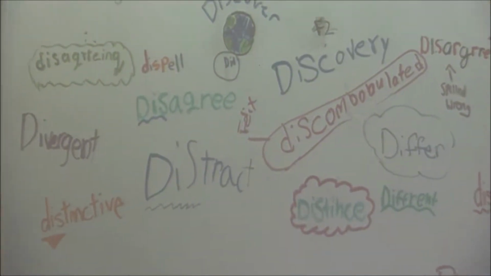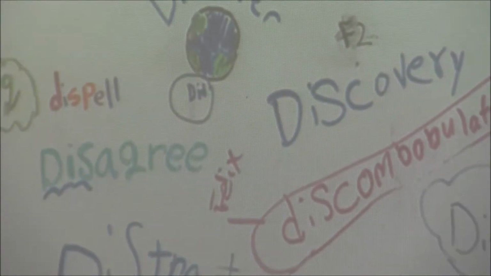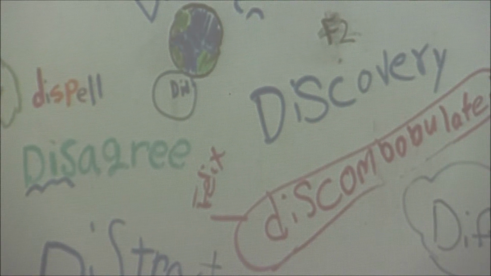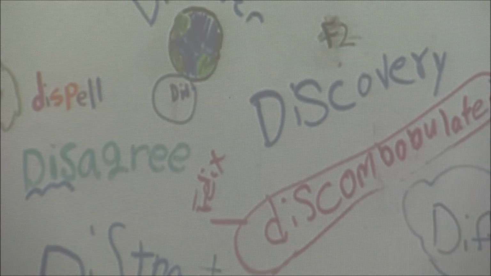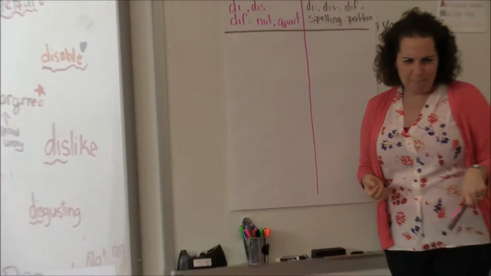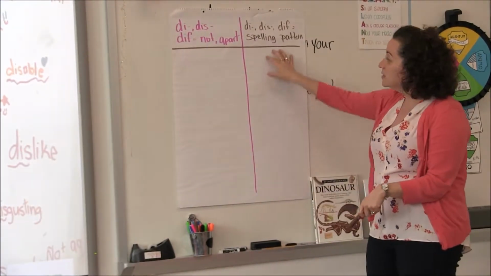So one of the things we want to ask ourselves is, when we see words with did, dis, or diff, do we have the prefix, meaning not or apart, or do we just have a spelling pattern? The question you want to ask yourself is, is there a meaning of not or apart? So what do you guys think? Is there a meaning of not or apart in did? No. So do we have a prefix there? No, we just have a spelling pattern.